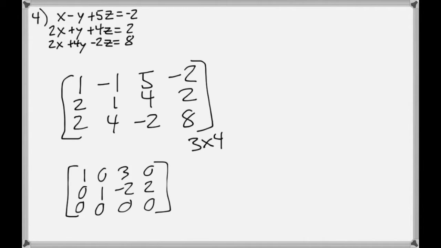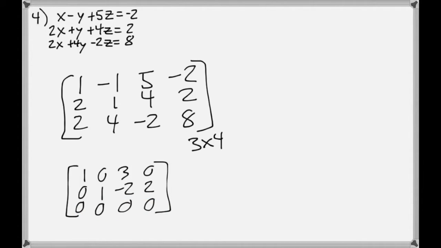Okay, so normally when we do the RREF, we get a diagonal of 1s and then a bunch of zeros everywhere else, and then our final column would be our answers. Well, here we have something interesting. We have a final row of zeros.